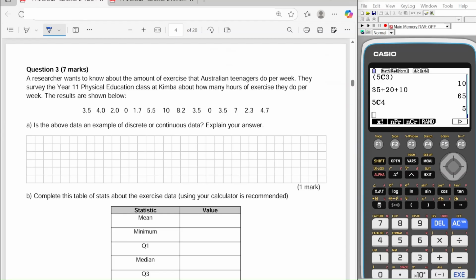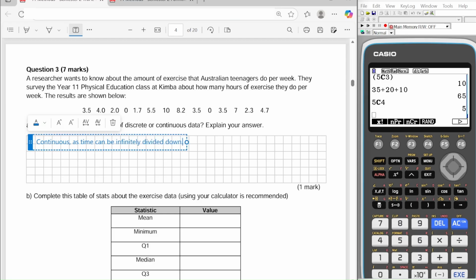Okay, next we've got this data about Australian exercise. So we need to decide whether the data is continuous or discrete. So yes, they've rounded the numbers, so it looks like there's only a finite level of precision, but it's still continuous, as time can be infinitely divided down, barring some weird physics stuff. But yeah, time can keep being broken down into seconds and then milliseconds, etc., etc. So that makes it continuous there.